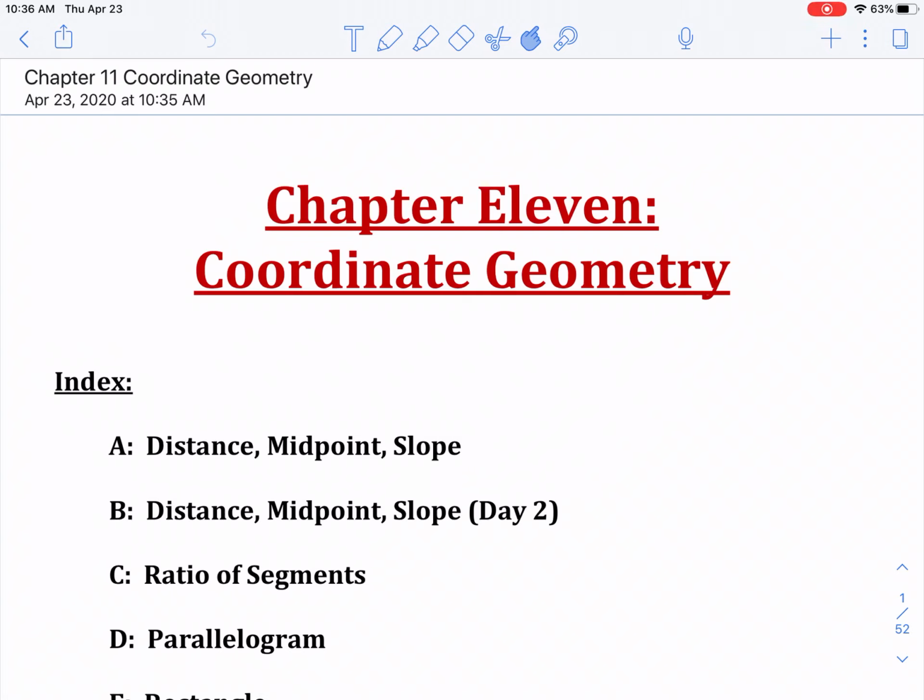Hi everyone. Today we start a new chapter. So if you haven't already done so, please open up to chapter 11. So you can go back to Mrs. G's original files that she left you and open up chapter 11. And chapter 11 is coordinate geometry.